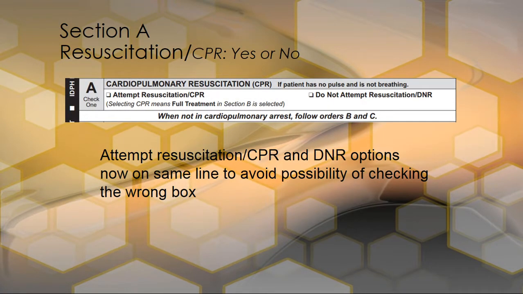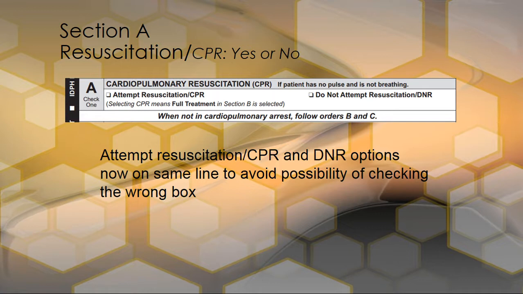So this is going to be the first box that we're going to see. Section A, cardiopulmonary resuscitation. Patient has to have no pulse and not be breathing in order for this section to apply. The patient can select attempt resuscitation, CPR, and this is the whole shebang. This is intubation, this is ACLS measures, this is CPR, defibrillation, this is everything.